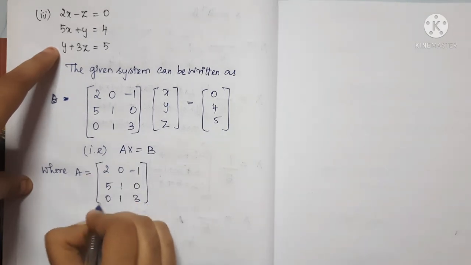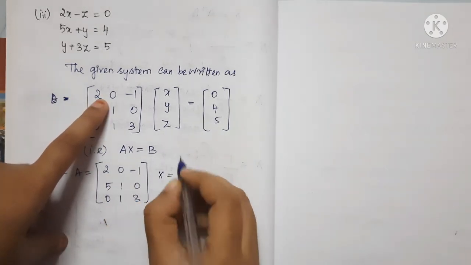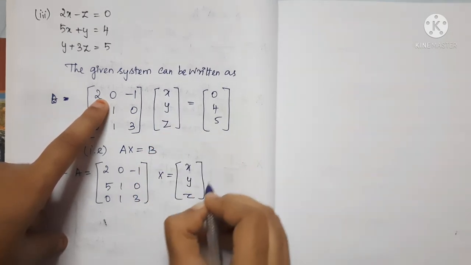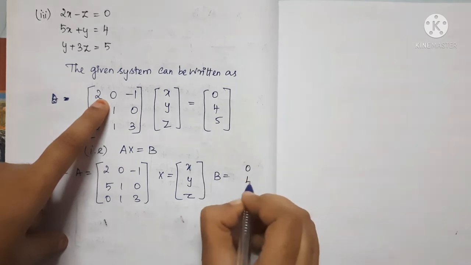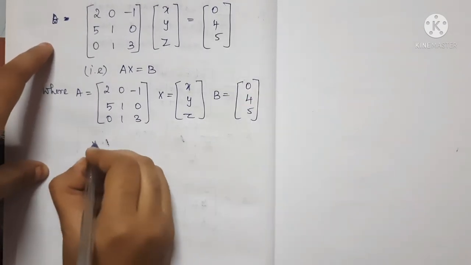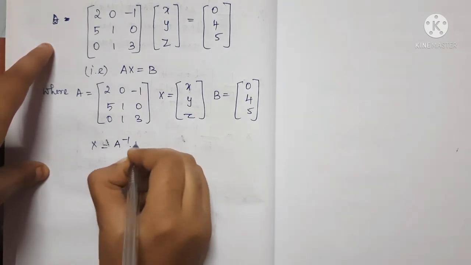A is the matrix 2 0 minus 1, 5 1 0, 0 1 3. X is the column x, y, z, and B is 0, 4, 5. So, this is what we are going to do: X is equal to A inverse into B.